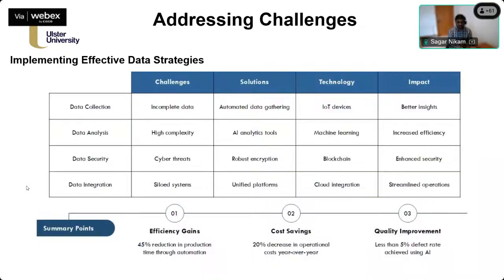All right, so when we talk about the data strategies, the very first thing is the efficiency gain. When you have good data, efficiency gain is the first important thing that gets affected, or that helps the manufacturing process. Then next comes the cost saving, and the next is quality improvement.